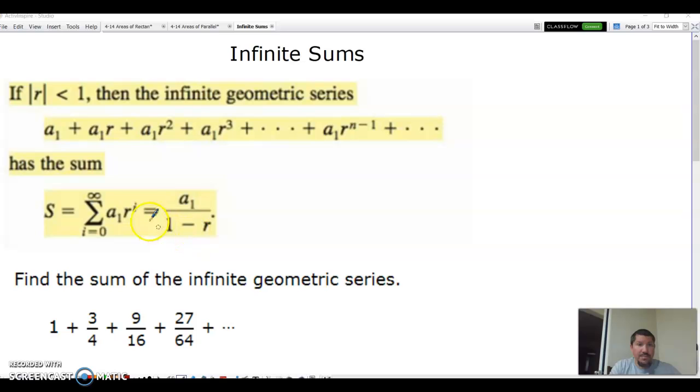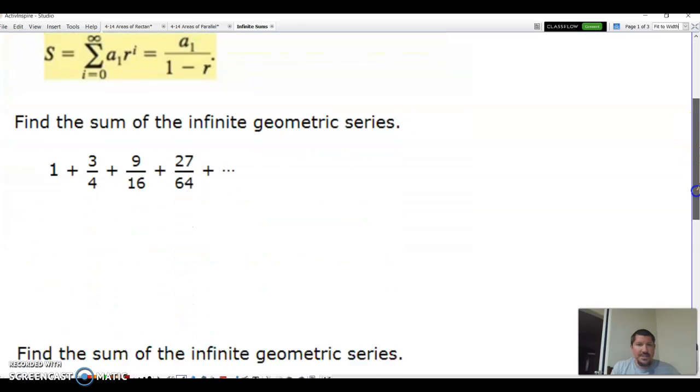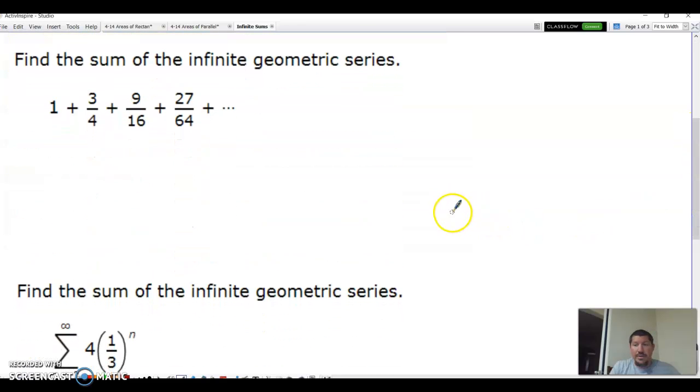an infinite sum. When we have an infinite sum, to find that, it is the initial value, or a sub 1, over 1 minus r. You'll see this 1 minus r, you'll have already seen it in the other video, so it will make complete sense to you then. I know I'm rambling. I'm making this one first because it's the shortest one. Alright, so two quick examples.